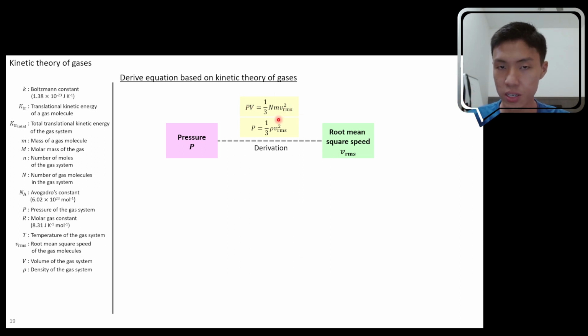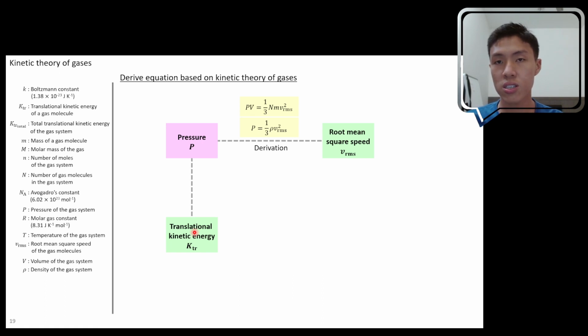Now I'm going to take this equation and further manipulate it to relate pressure and translational kinetic energy. So translational kinetic energy is basically kinetic energy that is associated with the translation of an object. Translation here basically means the motion of an object across space. If you learn mathematics, there's motion along the x-axis, motion along the y-axis, and motion along the z-axis, or we call it i, j, k in maths or engineering. So translational kinetic energy is energy associated with that kind of motion.